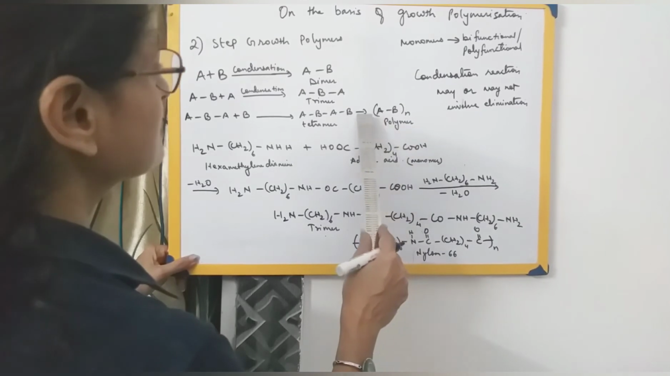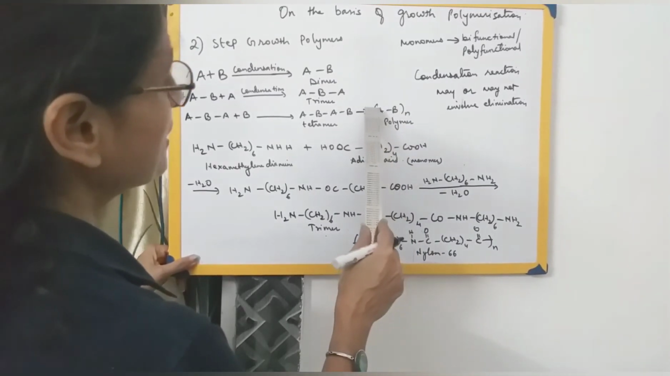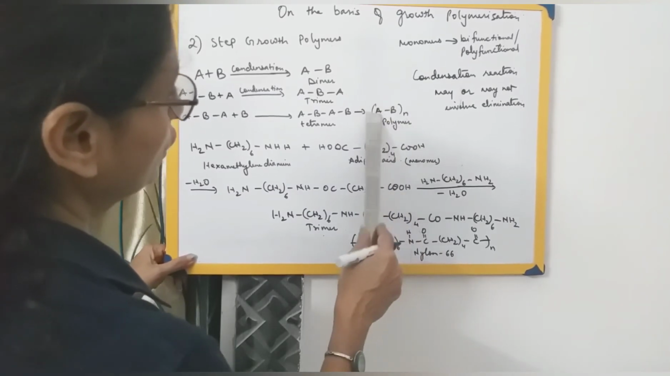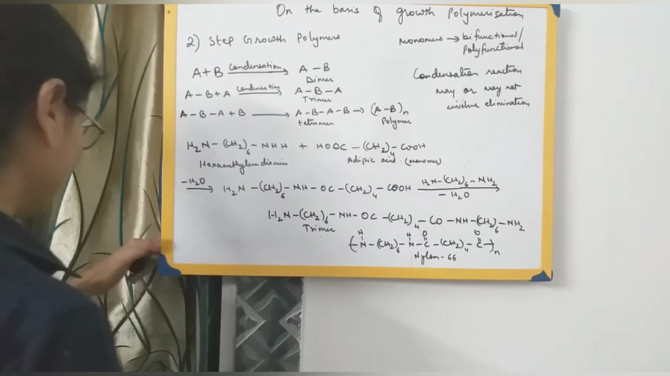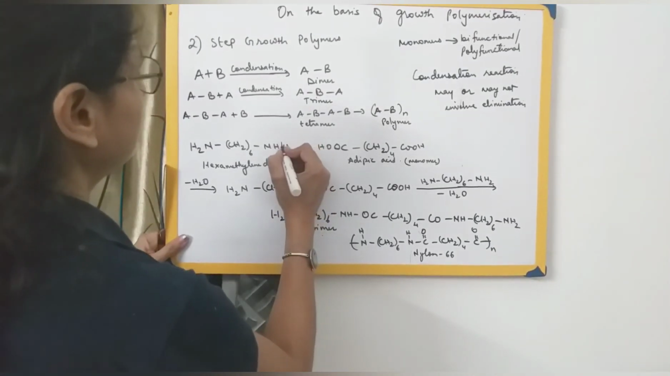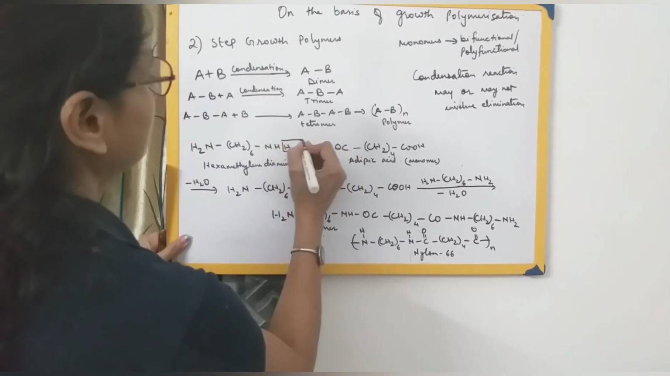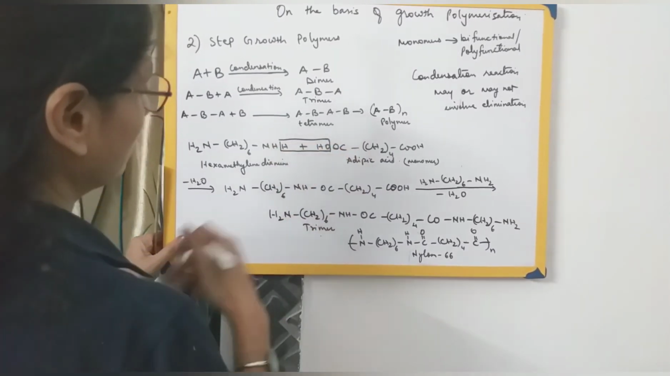If you are not enclosing it in brackets, this will represent your repeat unit. But N molecules over here represent the polymer. So here we have the same example again, the reaction between hexamethylene diamine and adipic acid, that is the formation of nylon 66, which we have studied some time back also.